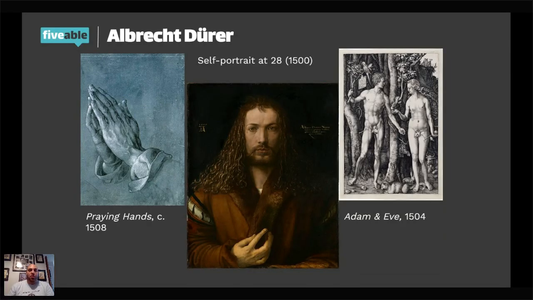Just like Peter Bruegel the Elder, he was also a woodcutter. And so you have his Adam and Eve here done in 1504. Again, the detail, her hair, the flowiness of it, the leaves that you have this bird on and on the trees. You've got the snake here that's representative of the devil, and she's holding the apple.